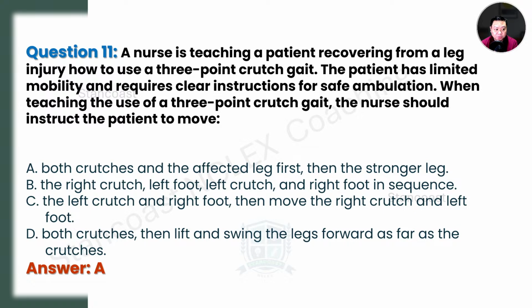And D, both crutches, then lift and swing the legs forward as far as the crutches. This is not the specific way of using that 3-point gait. Imagine swinging the legs forward as far as the crutches. This is not even part of the swing-through gait. A huge red flag. It will not allow the distribution of the weight. Exactly, it will destabilize the patient.